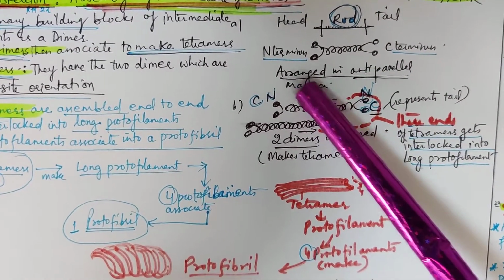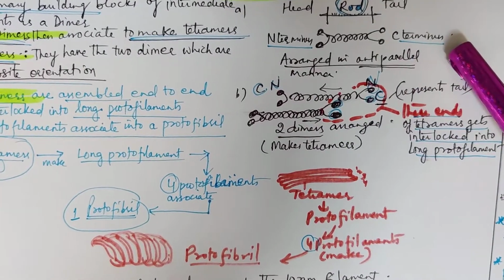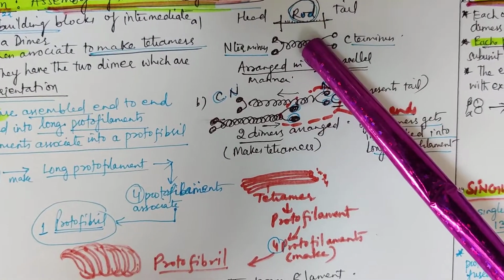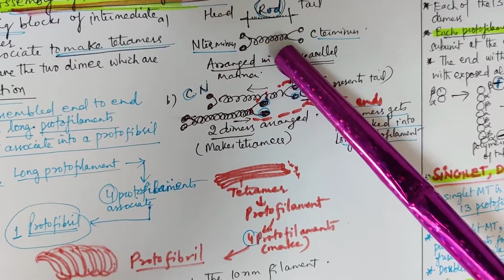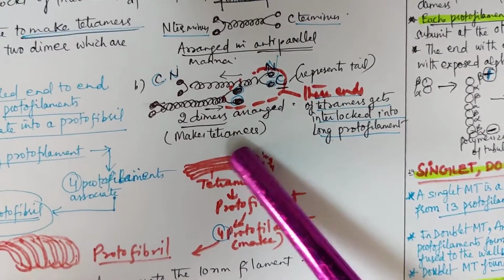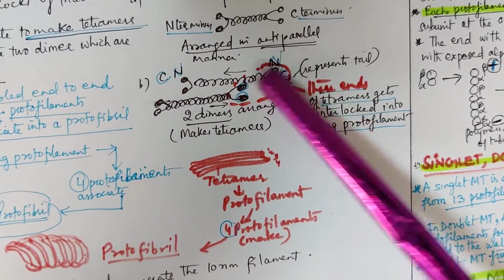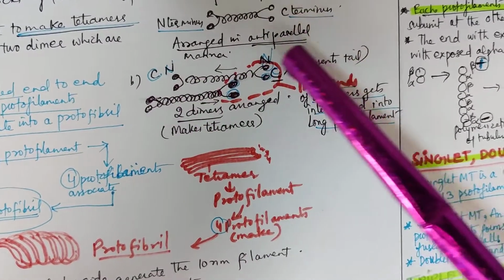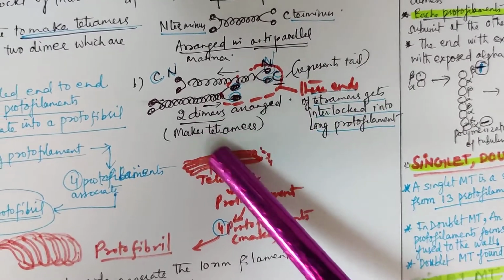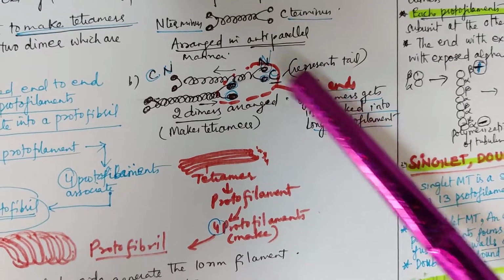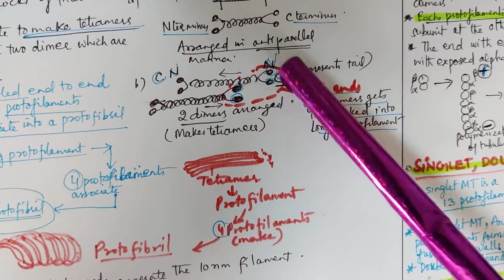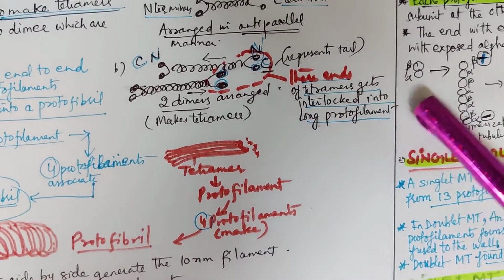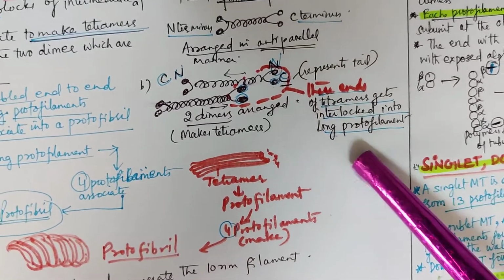These dimers have an N terminus and a C terminus and are always arranged in an anti-parallel manner. These are the two dimers which make the tetramer. Here again the diagram shows the two arms on the side, C-like arms, having two terminals, C and N on this side and C and N on this side. This part represents the tail-like structure. When the arm-like parts on both ends, NC and NC here and CN here, interlock, the ends of tetramers get interlocked into long protofilaments.